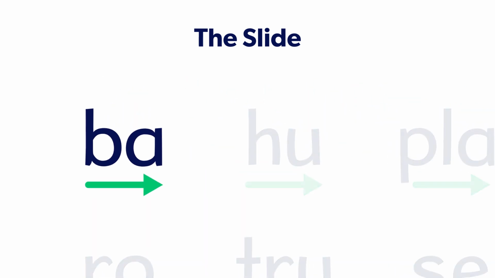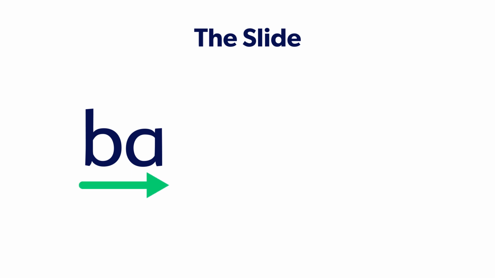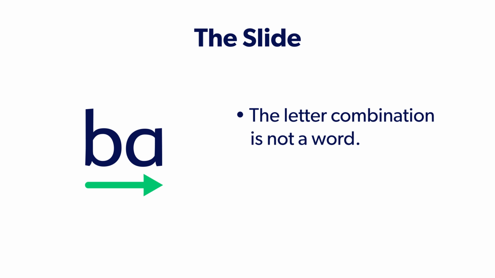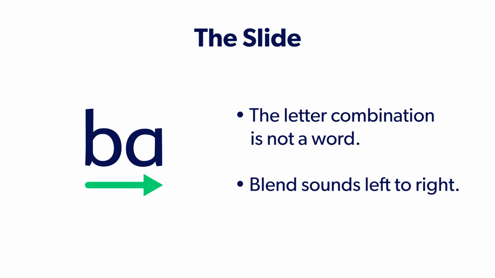The slide is marked by placing an arrow underneath the letters. The slide arrow indicates 2 things. First, that this letter combination is not a word, and second, that students are to blend the sounds left to right in the direction that we read.